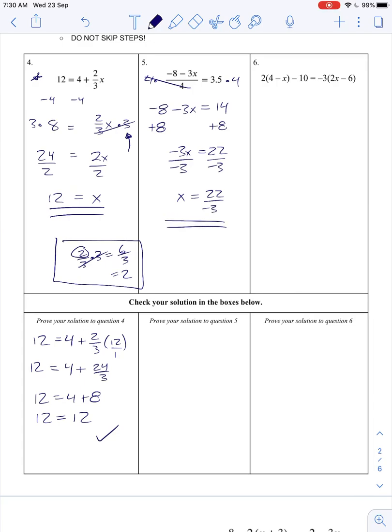Some people went through and tried to divide those. It's not a whole number, so just leave it as a fraction. You could turn it to a mixed fraction if you wanted, which would be negative 7 1/3. But especially you'll see when we do the proving, it's a lot easier just to leave it as an improper fraction. Because when I prove, that's going to be negative 8 minus 3 times 22 over negative 3, all over 4 equals 3.5.